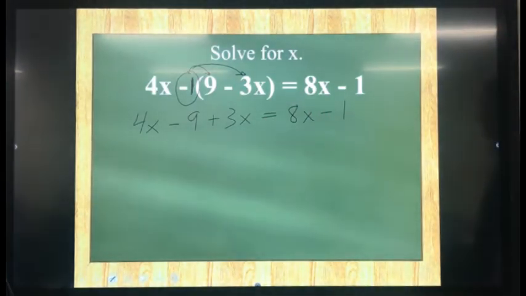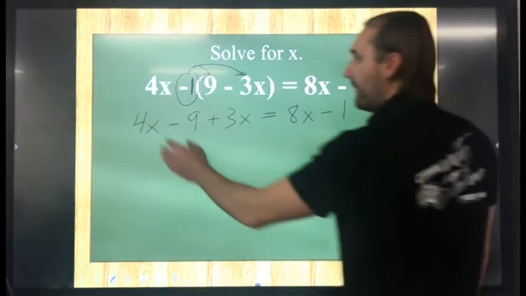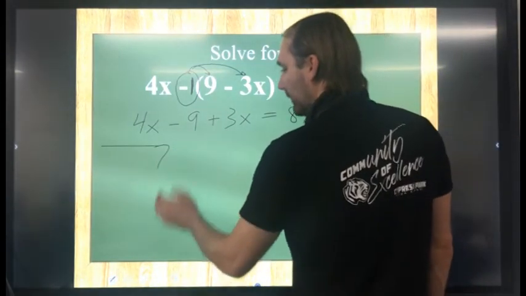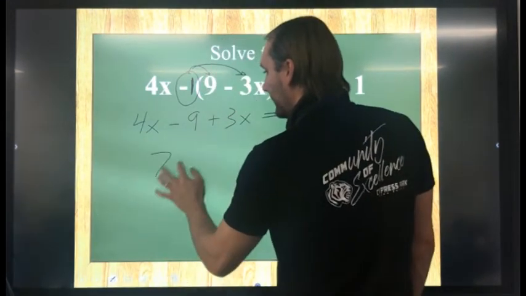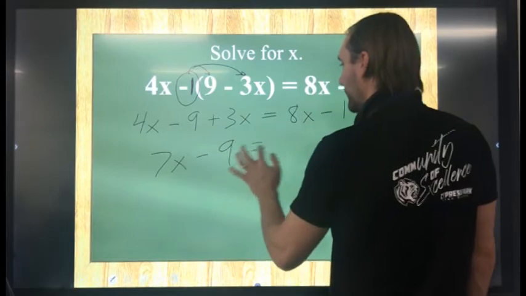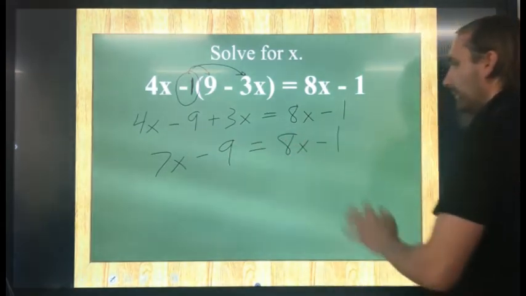What would you do next? Add like terms. So I have a 4x and a 3x. That gives me 7x minus 9 equals 8x minus 1.